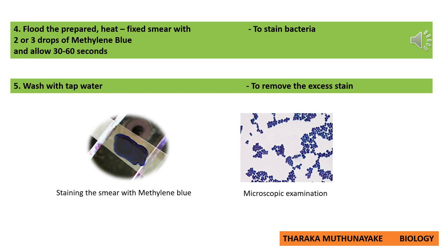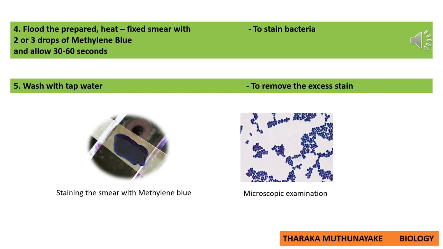After heat fixing, now we can stain the microorganisms. So read the 4th step. It says, flood the prepared heat fixed smear with 2 or 3 drops of methylene blue and allow 30 to 60 seconds. Here you can observe in this diagram, you can flood the smear using methylene blue like this and keep it for about 30 to 60 seconds. Don't keep it for a long time, otherwise the entire smear will turn blue and we can't separate bacteria individually. Therefore, allow to stain only up to 30 to 60 seconds. The purpose of this step is to stain bacteria simply.